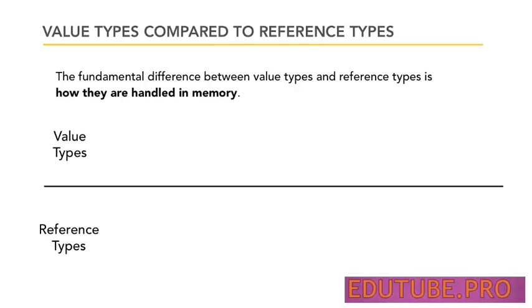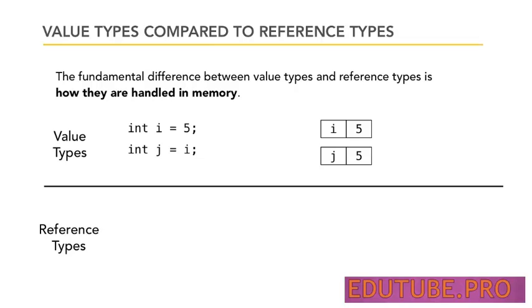Let's suppose I have a variable i, and I declare it as an integer, and I set its value to 5. Now, when I do that, the C# compiler goes out in memory and makes a little box called i, and it puts the value 5 in it. If I declare another variable called j, and I set it equal to i, then the compiler sets aside another little box, and this little box is called j, and it also gets the same value as i, which is 5.